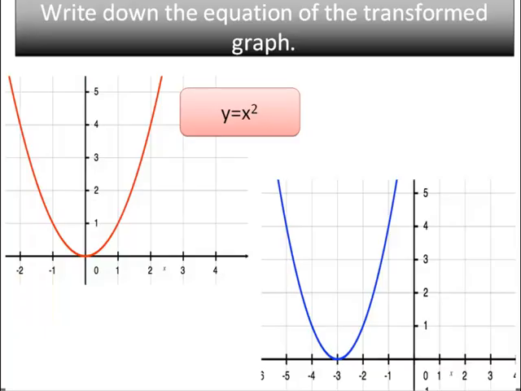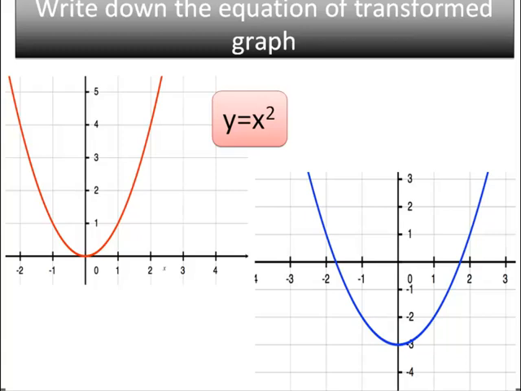Okay, so press pause and have a go at this question by yourself. Our original curve is the red curve, y is equal to x squared. I want you to write down the equation of the transformed graph, the blue curve on the bottom. So press pause and have a go at it, then press play when you're ready for the answer. It's going to be y is equal to x plus 3, all squared, because it's been moved 3 steps to the left.